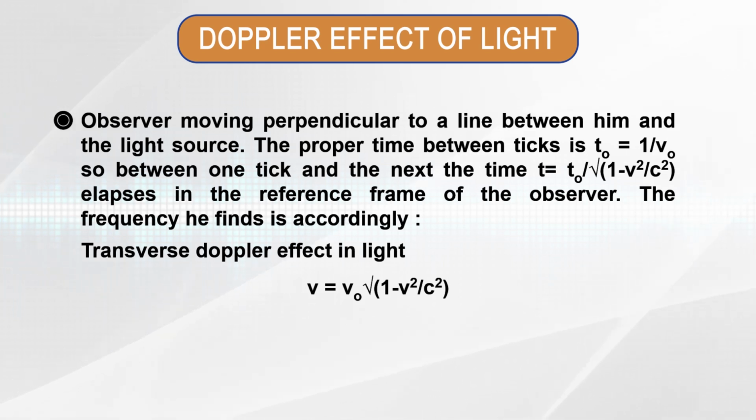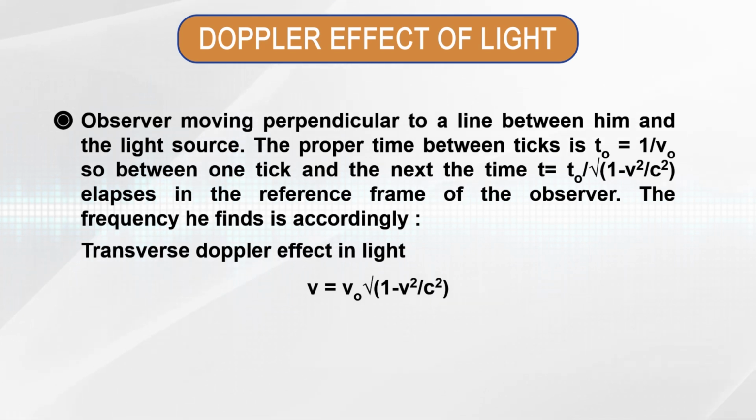So, here t is equivalent to t naught upon root of 1 minus v square by c square, where v is the velocity of the observer perpendicular to the direction of light, c is the speed of light, and t is the observed time. If we convert this into the form of frequency, we just take the inverse of this. So, v is equivalent to v naught multiplied by root of 1 minus v square by c square.